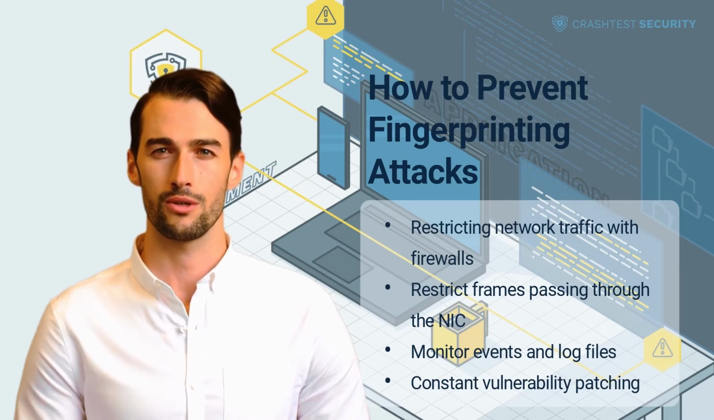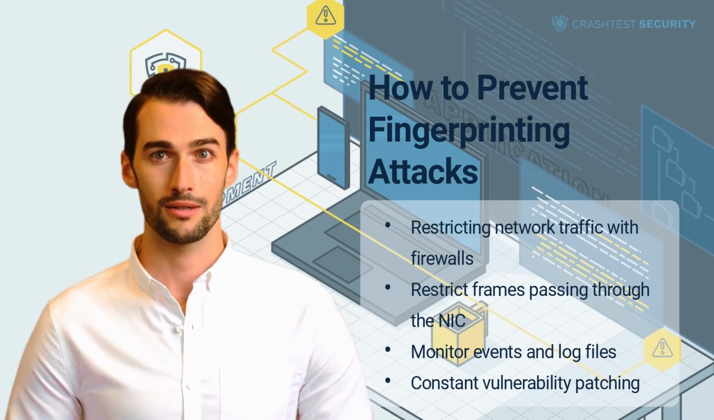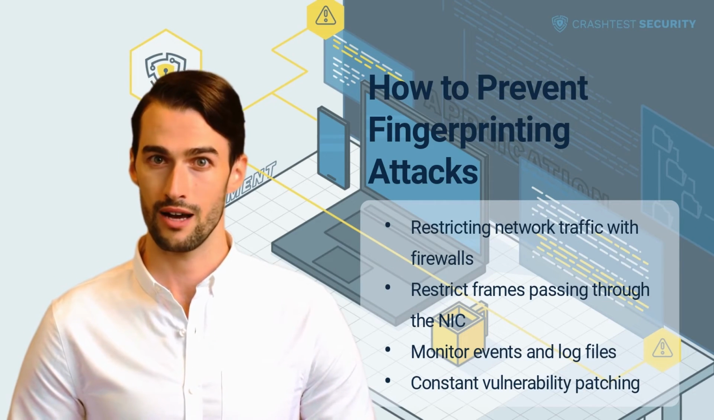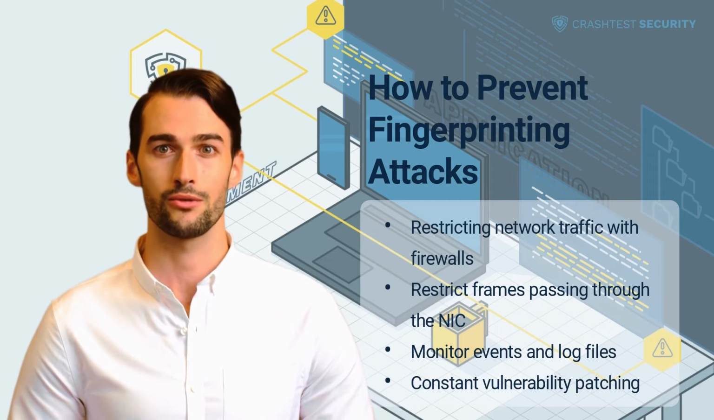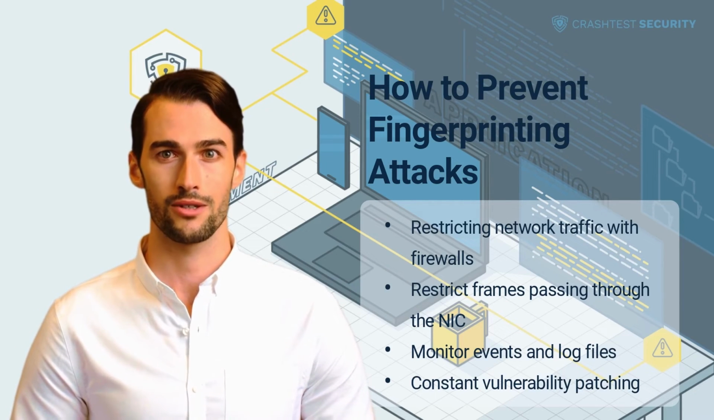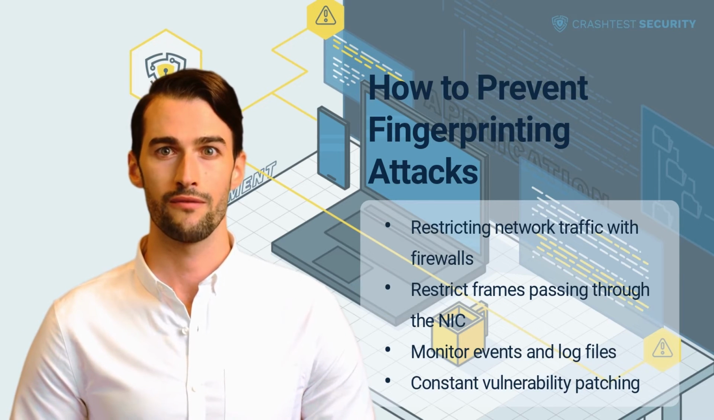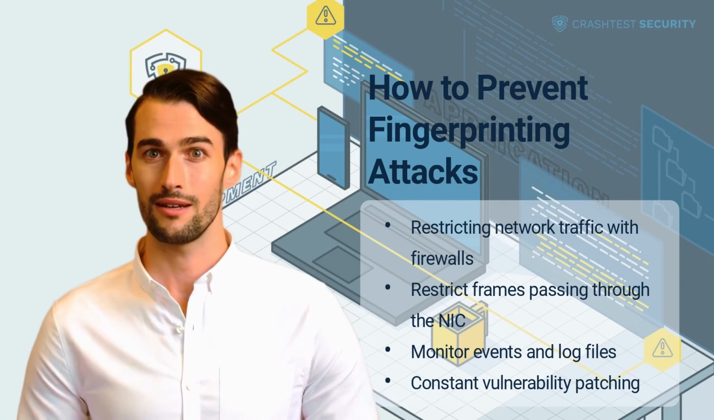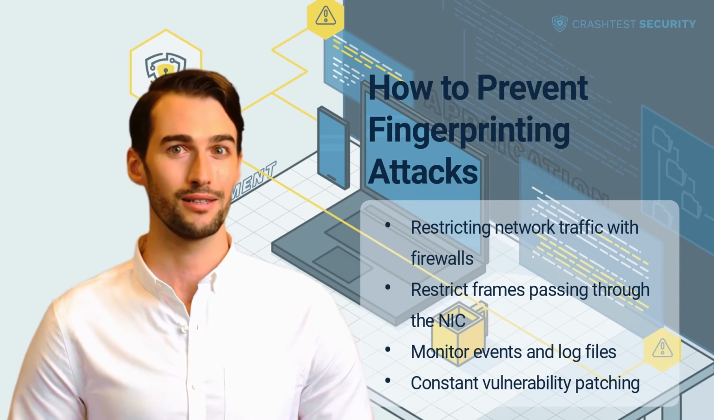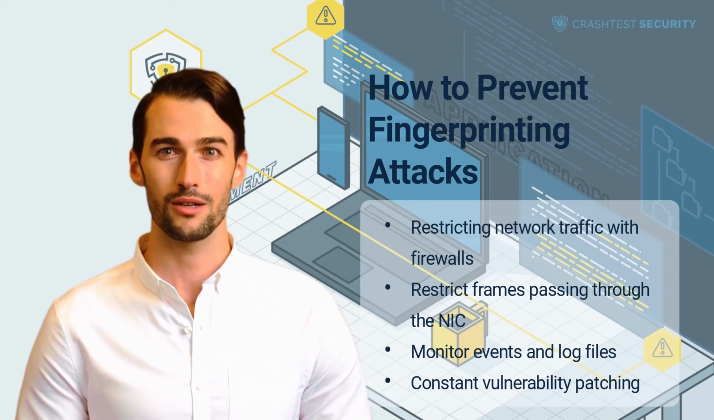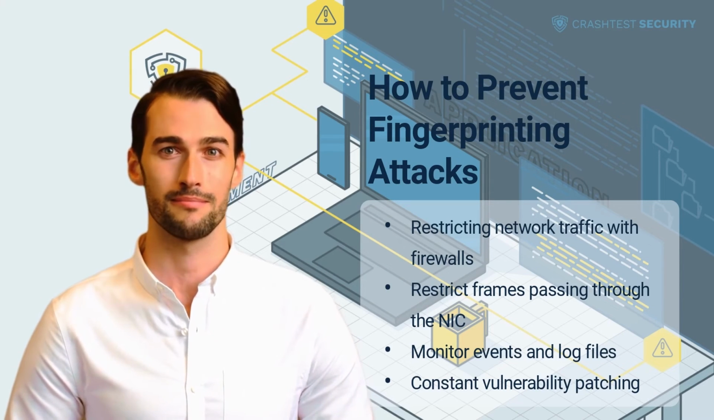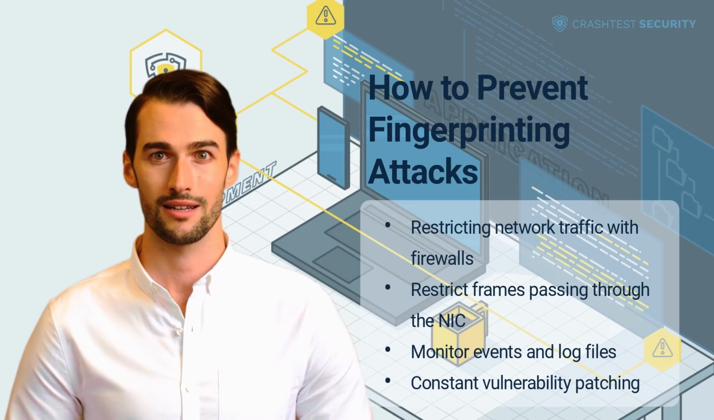Cybersecurity approaches crucial to preventing fingerprinting attacks include restricting network traffic with firewalls. It is crucial to control the exchange of information between an application and external entities. A web application firewall with properly configured filtering and routing rules helps prevent the accidental leakage of sensitive information types to external malicious actors. Restrict frames passing through the NIC.